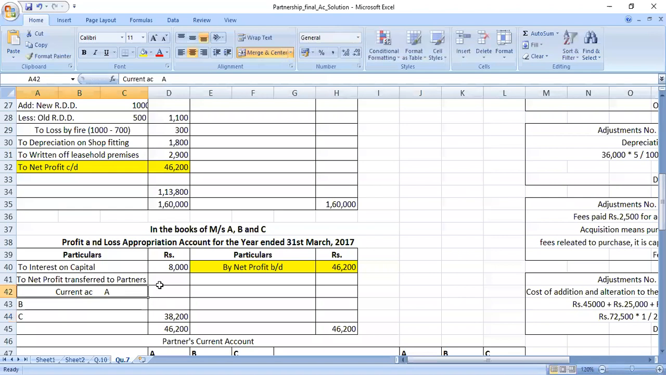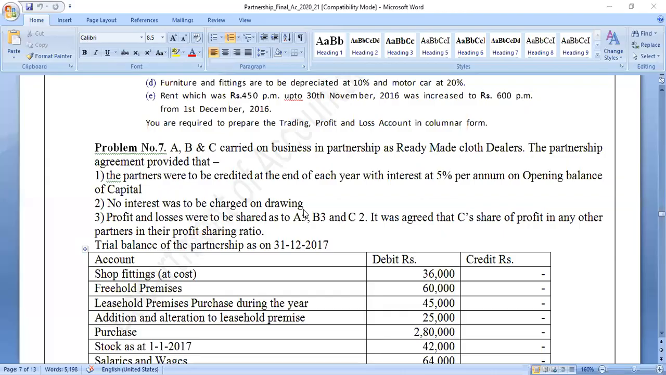Now, the profit sharing ratio is provided. If you see our question, they have provided the profit sharing ratio, that is, profits and losses were to be shared A 5, B 3 and C 2. So this will be 5 is to 3 is to 2.